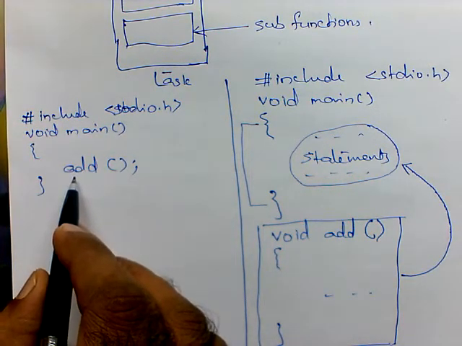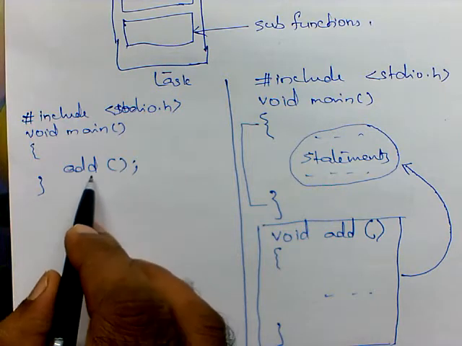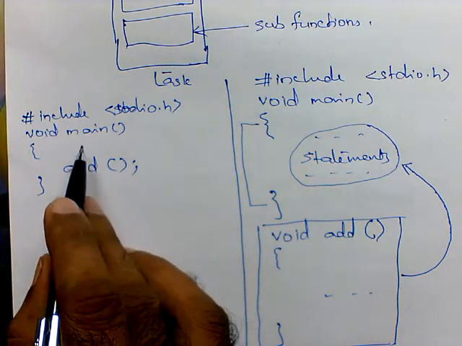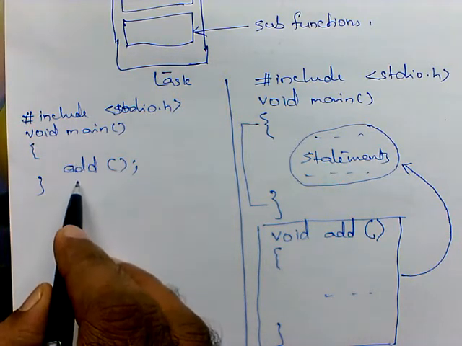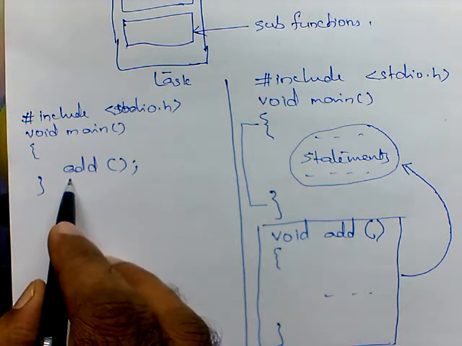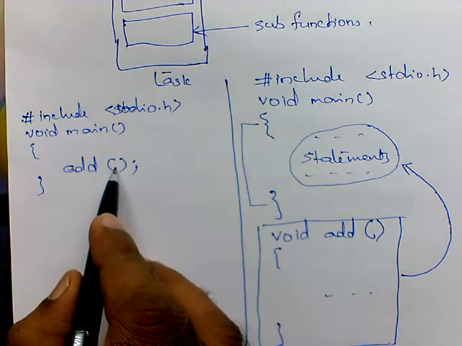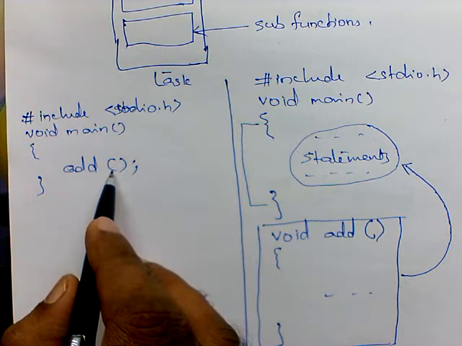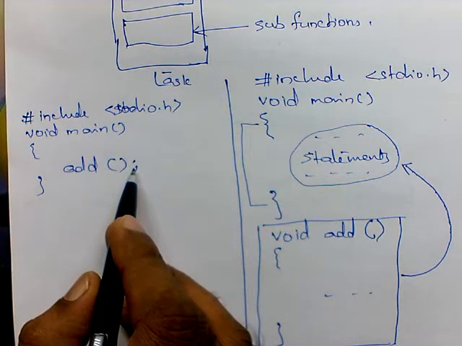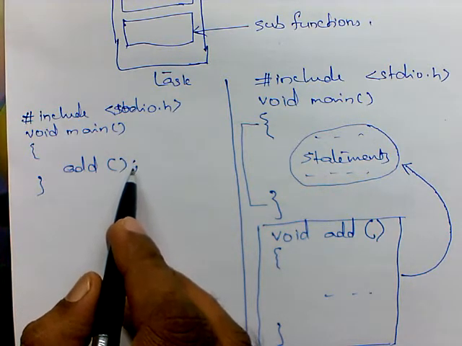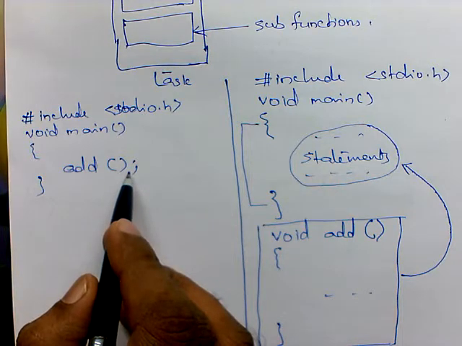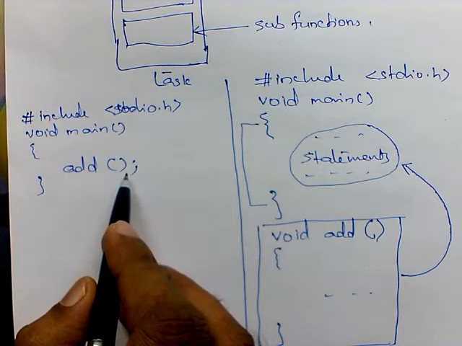So what is this? This is the function call. Inside the main function we are not writing anything except the function call. This is the function name, and the empty braces indicate that we are not passing any arguments, and we put a semicolon at the end of the function call. This is called a function call.